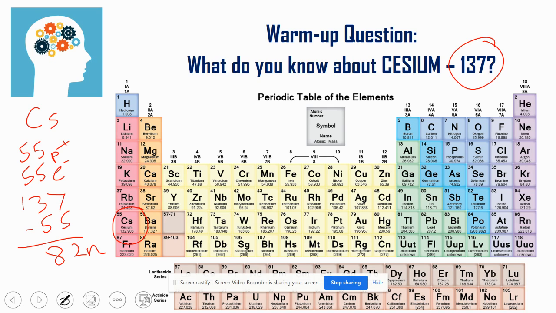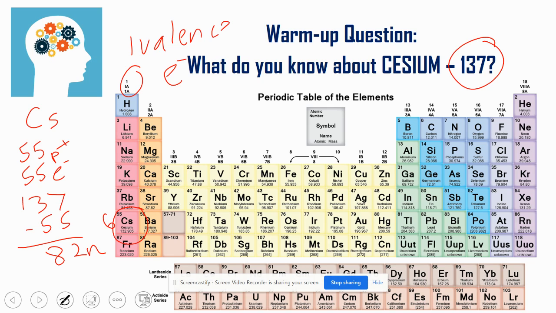Some other things that we know about it: it's in the first column here, the first group. And since it's in that first column, we know that everything in it has one valence electron. Everything in there would have a single valence electron in its outermost shell. Well, it's in the sixth period, so that valence electron would be in the sixth shell. So we have 1, 2, 3, 4, 5, 6. This is at the sixth level down here. That electron would be pretty far out on that particular atom.